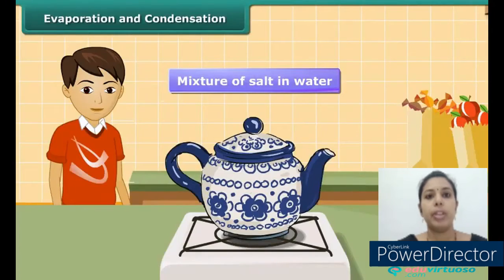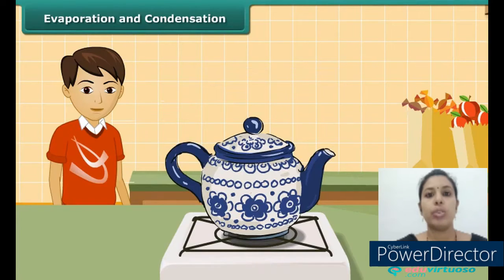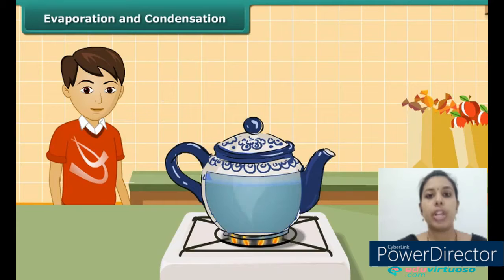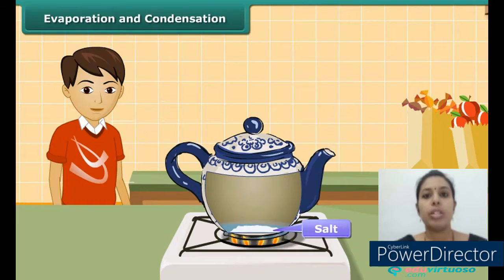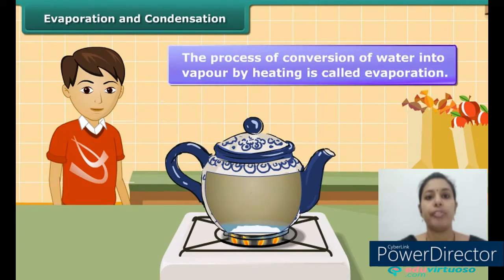Next, evaporation. When we have a mixture of salt in water to separate, we take this salt solution in a kettle and cover it with a lid. Now, gently heat the kettle for some time. Heating transforms water into water vapor that escapes from the spout of the kettle. Continue heating till all the water gets converted into vapor and only salt is left behind in the kettle. The salt dissolved in water can be separated from the water through this process. This process of conversion of water into vapor by heating is called evaporation.